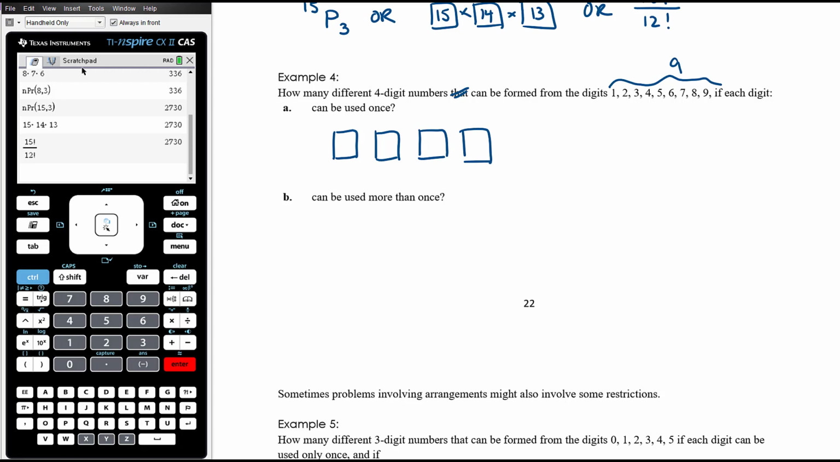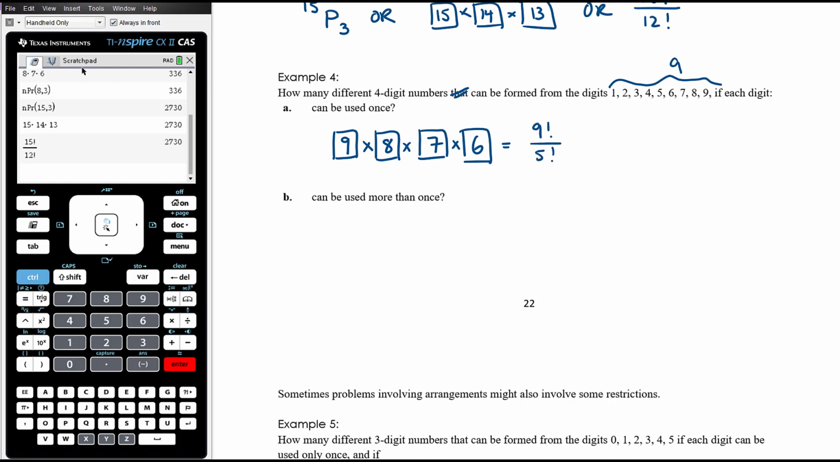Okay, now in part A we can only use each digit once, which means there are 9 options for the first digit of our 4-digit number, but once one of those 9 digits is already in the first digit position, we only have 8 options left for the second, 7 options left for the third, and 6 options left for the fourth. I want a 4-digit number, so I need to have a number in the first position, and in the second position, and in the third position, and in the fourth position. So 9 times 8 times 7 times 6, which could also be written as 9 factorial over 5 factorial.